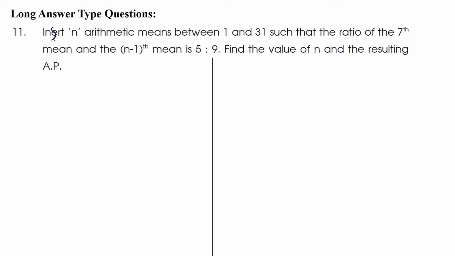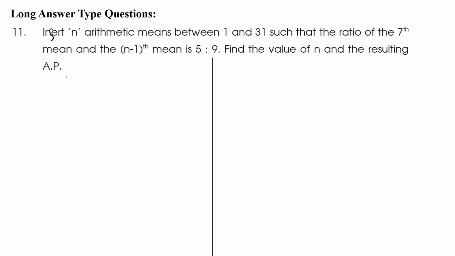Insert n arithmetic means between 1 and 31 such that the ratio of the 7th mean and the (n minus 1)th mean is 5:9. Find the value of n and the resulting arithmetic progression. So here we have to insert n arithmetic means between 1 and 31 such that the ratio of the 7th mean and the (n minus 1)th mean is 5:9, and then we have to find the value of n and the arithmetic progression.